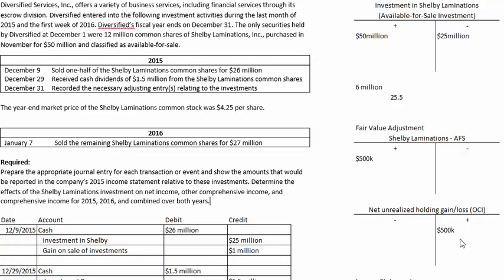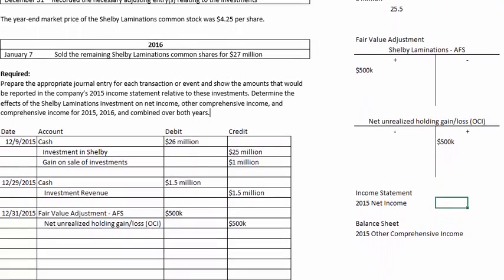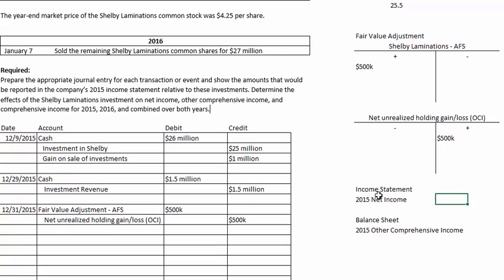Now that we've done our journal entries, it's time to take a look and determine what the effects on the income statement and the balance sheet were as a result of all of these journal entries. And we already kind of talked about this, but we'll just summarize once again that on the income statement for 2015, the only thing that shows up is this gain on sale of investments.